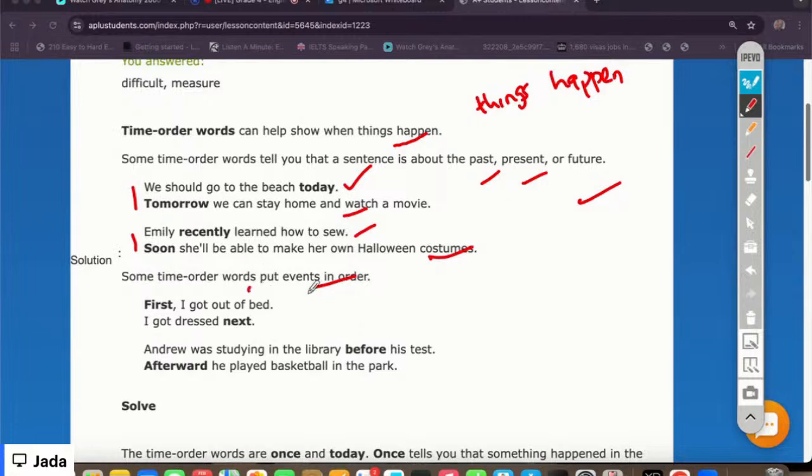So some order words put events in order. We have: first I got out of bed, I got dressed next. Andrew was studying in the library before his test. Afterward, he played basketball in the park. So this is just showing you the order in which things are happening.